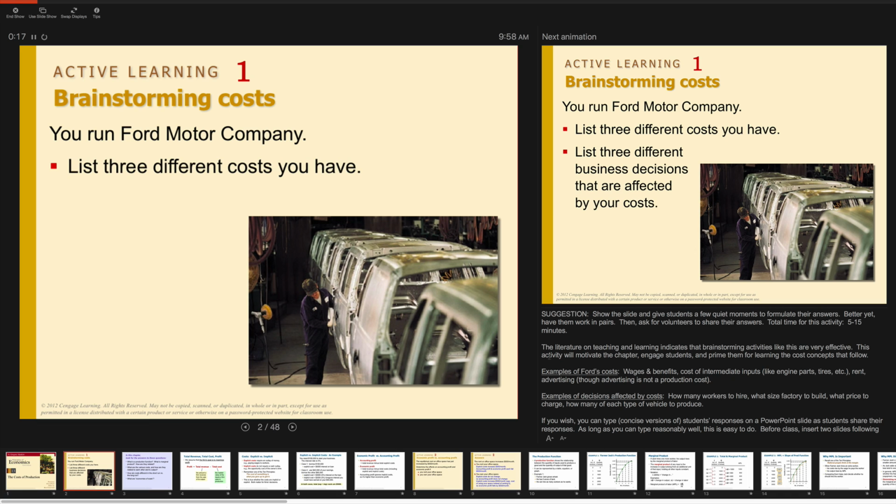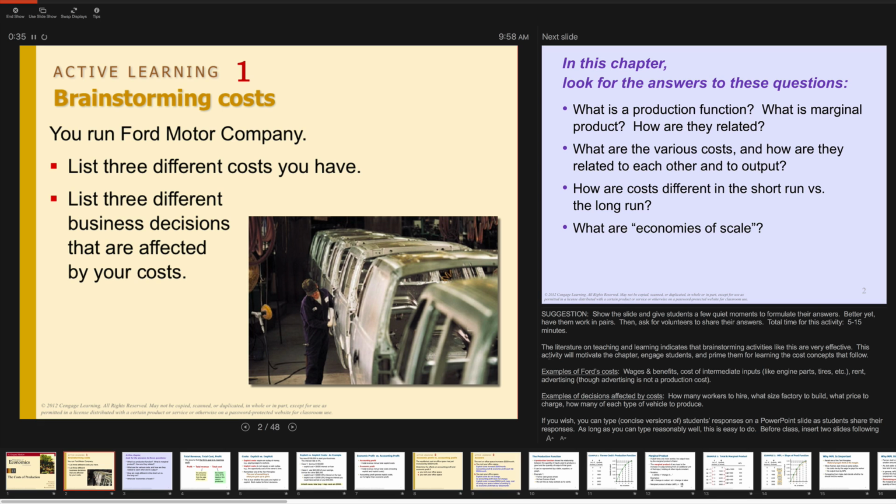Okay, you're Ford Motor Company. Give me three costs. So inputs, labor. So we'll call it materials, we'll call it labor, taxes, rent. Okay? What three different business decisions do you make that are affected by your costs?